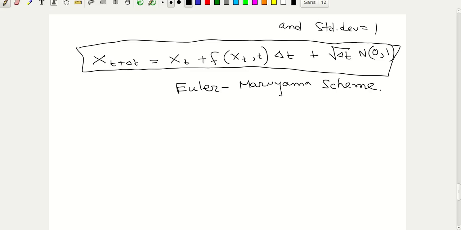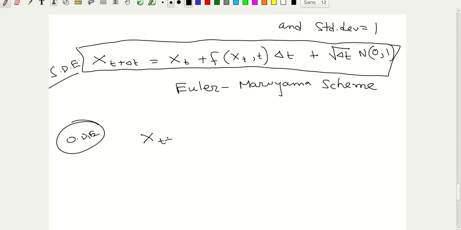So to solve the ordinary differential equation, we used to use the Euler scheme, but here this scheme is a little bit modified, and it is called the Euler-Maruyama scheme. This is basically for SDEs. For an ordinary differential equation, it is very straightforward. If you want to solve it numerically, it is anyway solvable analytically, but you can also solve it numerically. So for an ODE, you use the simplest Euler scheme.